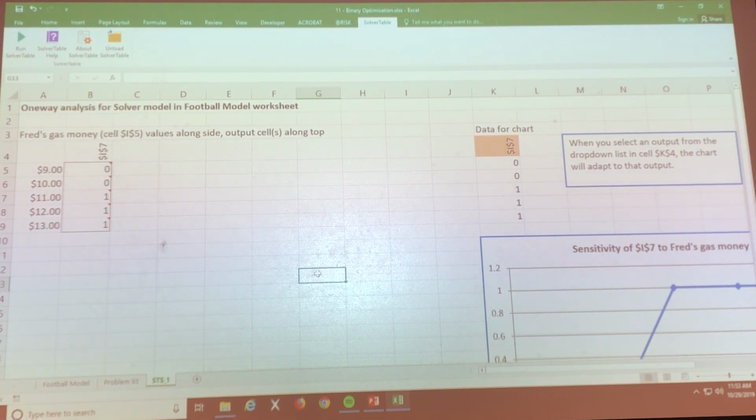That's what it costs to put up with Fred, apparently. Anyway, so that's the answer to the question.